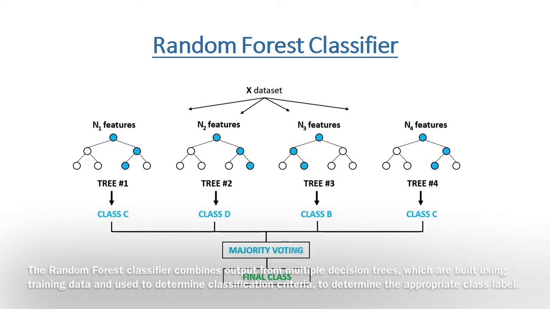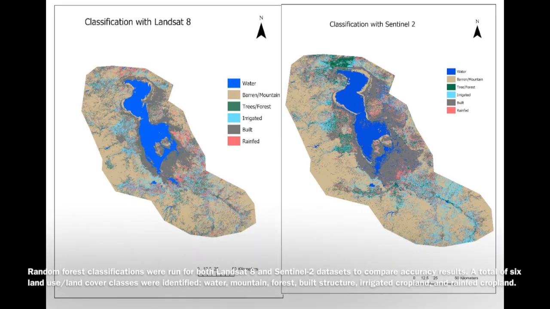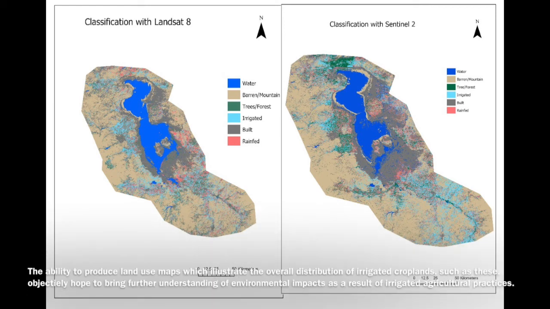The Random Forest classifier combines output from multiple decision trees, which are built using training data and used to determine classification criteria to determine the appropriate class label. Random Forest classifications were run for both Landsat 8 and Sentinel-2 datasets to compare accuracy results. A total of 6 land use land cover classes were identified: water, mountain, forest, built structure, irrigated cropland, and rain-fed cropland. The ability to produce land use maps which illustrate the overall distribution of irrigated croplands, such as these, objectively hope to bring further understanding of environmental impacts as a result of irrigated agricultural practices.